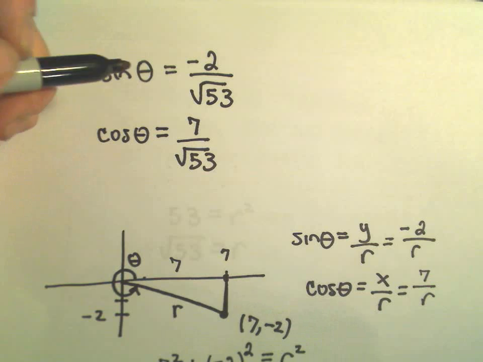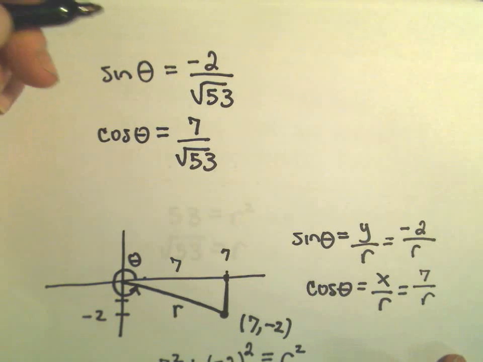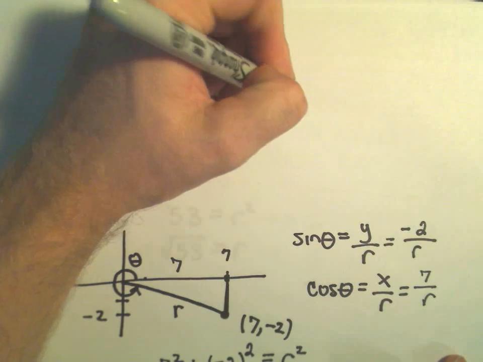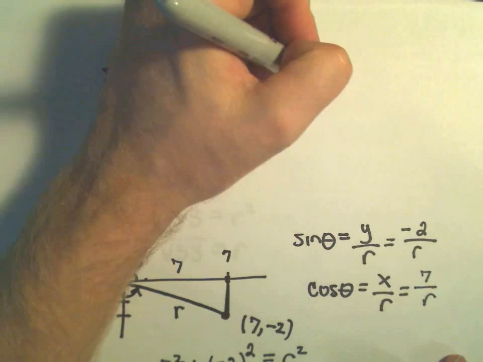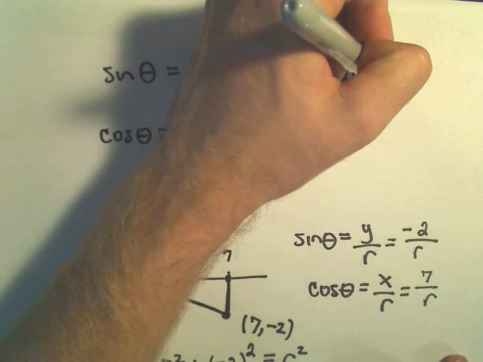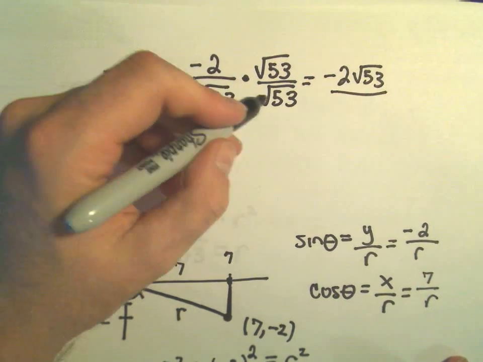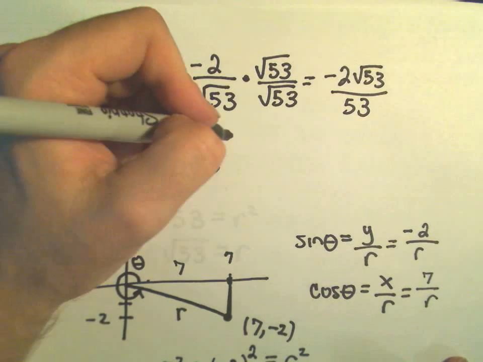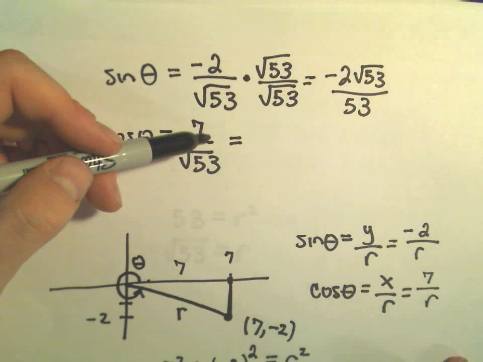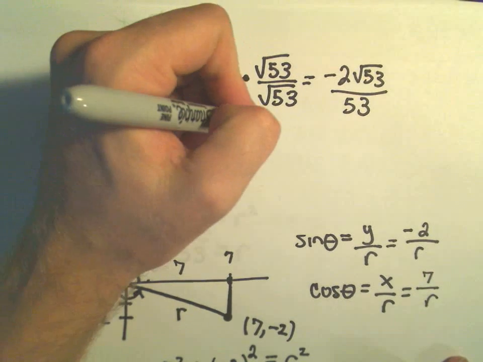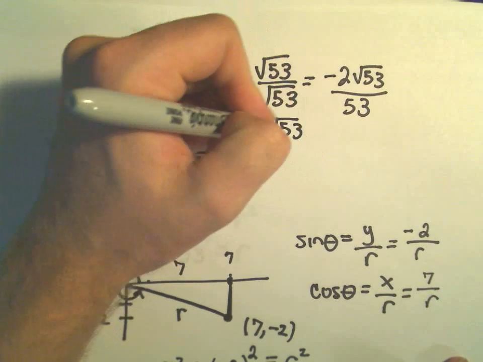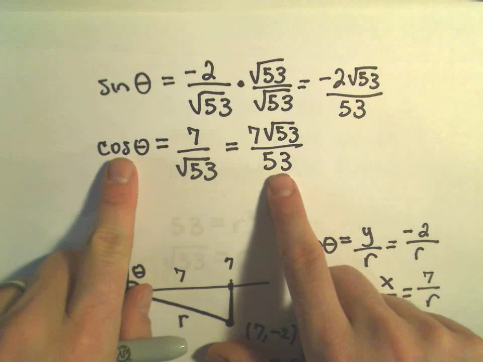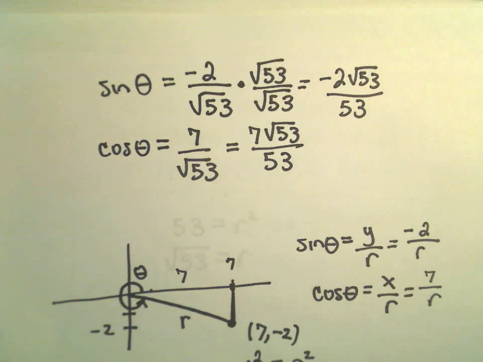And sometimes people don't like to see radicals in the denominator, so you could rationalize by multiplying numerator and denominator by the square root of 53. In the numerator, we would have -2 square root of 53 left over. The square root of 53 times the square root of 53 just cancels out and gives you 53. Likewise, if you multiply top and bottom by the square root of 53, we'll get 7 times the square root of 53 over 53. And that would be my answer for cosine theta, and the first one would be my answer for sine theta.